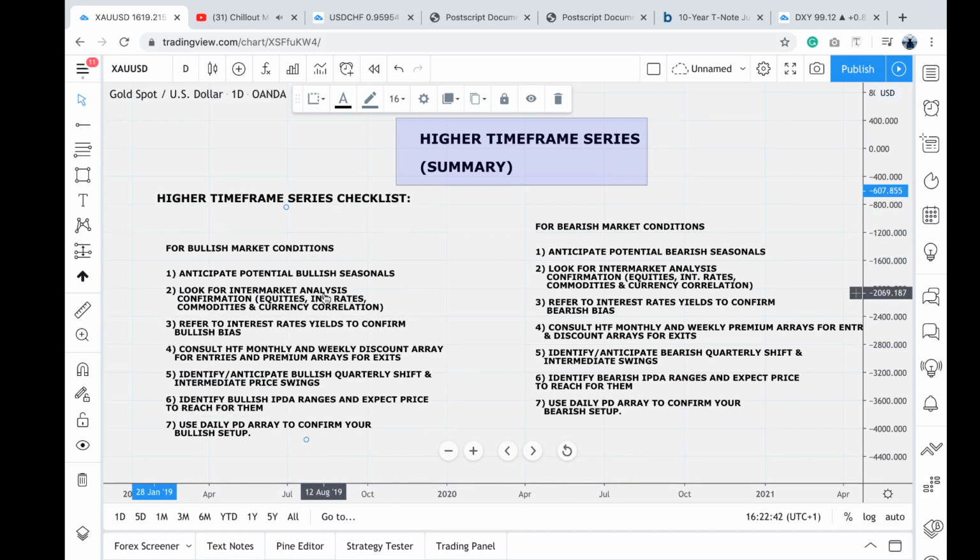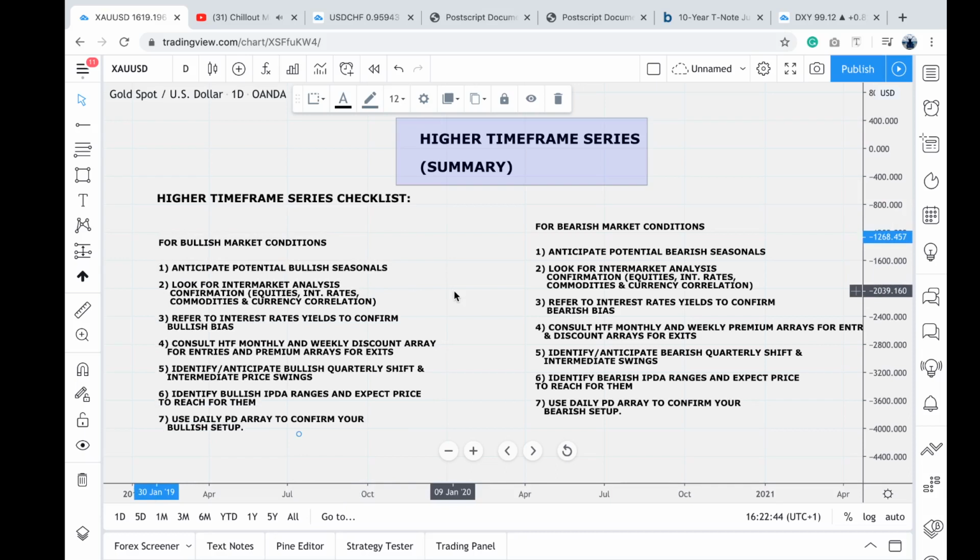So for bullish market conditions, you first want to anticipate potential bullish signals. You want to look at seasonal tendency. Is this a period, seasonally or historically, where this pair is most likely to move bullish? That is the question you have to ask yourself. Is this the period seasonally or historically where the base pair is most likely to move bullish, and the quote pair is most likely to be bearish?